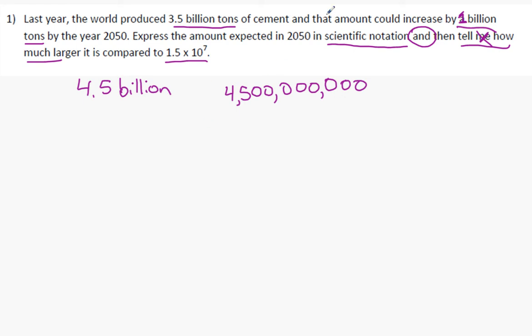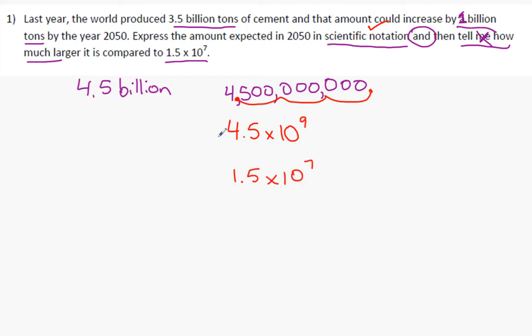Then we need it in scientific notation. So we're just going to immediately put the decimal back. We need a number between 1 and 10, and then we need to see how far our decimal moved. So 4.5 is always times 10. We have 3, 6, 9 decimal places here. So 4.5 billion would be 4.5 times 10 to the 9th. There's our first part. And tell how much larger it is compared to 1.5 times 10 to the 7th.